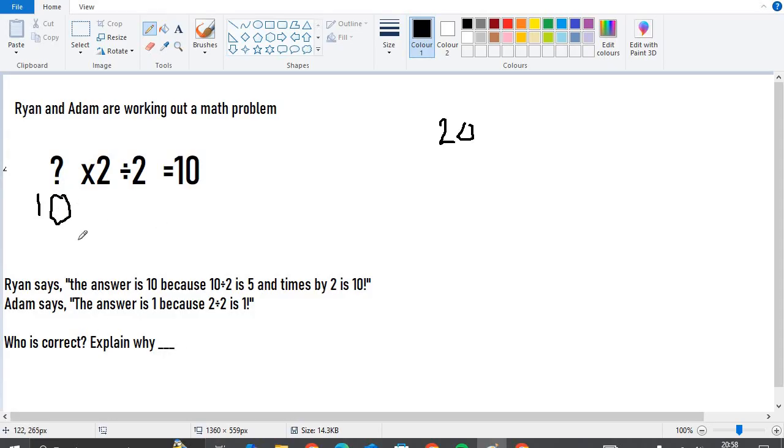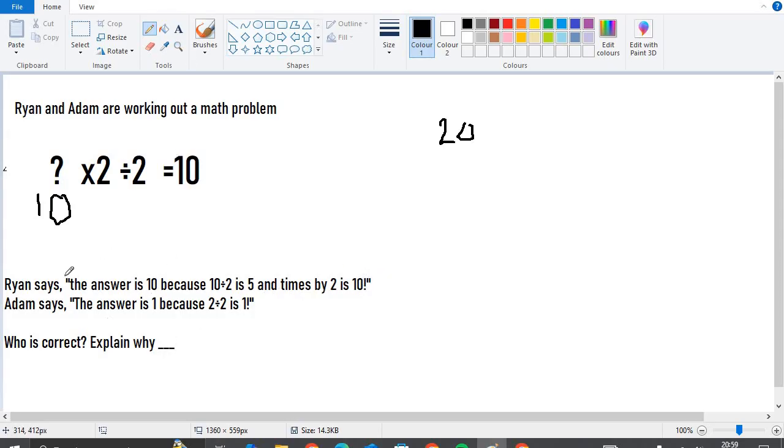Now let's read this. Ryan says, the answer is 10 because 10 divided by 2 is 5 and times by 2 is 10. Adam says, the answer is 1 because 2 divided by 2 is 1. I would kind of say they are both wrong. But as Ryan is technically correct, he didn't explain it properly, so he meant it in another way. He did it wrong, but got the correct answer, but that does not count, because you need to do the correct method. So, basically, no one's correct.